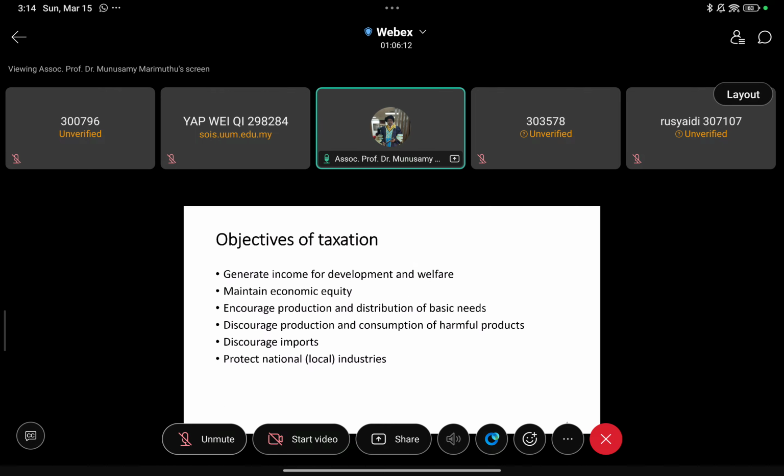Okay, so this is also another famous question in the examination. So what is the objective of taxation? Of course, we need income for development of our country. Also, we maintain equity. That means we provide infrastructure for the company so that people will get income. Okay, country will progress.